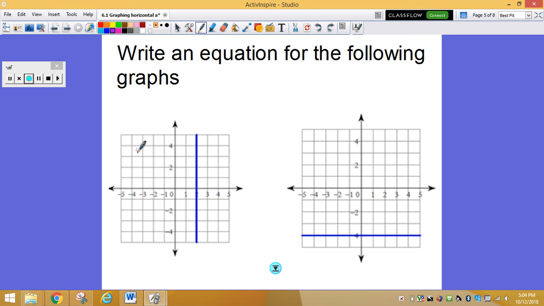Okay, what if I give you a graph? Well, this is a vertical line, which means I should think of the word VUX. The way you write the equation of vertical lines is x equals a number. So I'm going to put x equals, and then you just look. What does x go through? X goes through 2. This is a horizontal line, which means you should think of HOY. The way you write horizontal lines is y equals a number. And again, just look, where does y go through? It goes through -4.